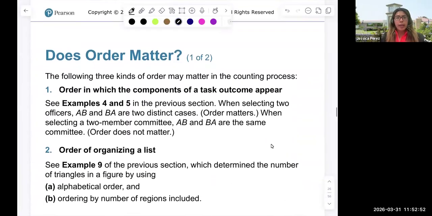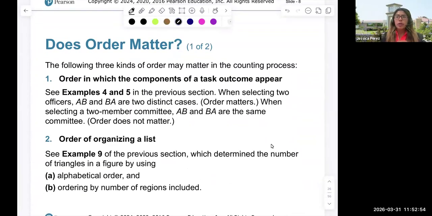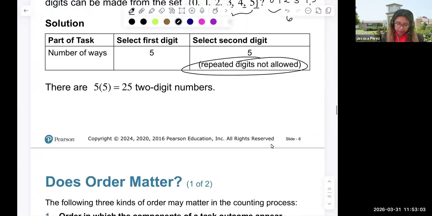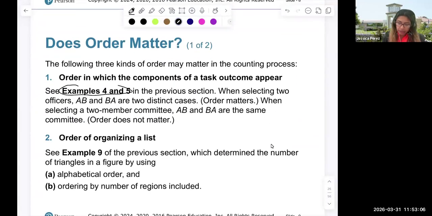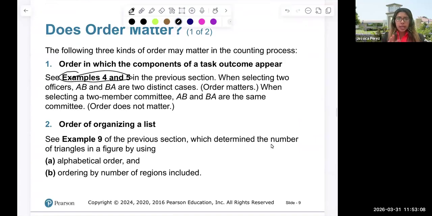Now, does order matter? The following 3 kinds of order matter in counting. First, the order in which the components of a task outcome appear. Looking at examples 4 and 5, when selecting 2 officers, A and B, 2 distinct cases, order matters. When selecting members of a committee, order does not matter.